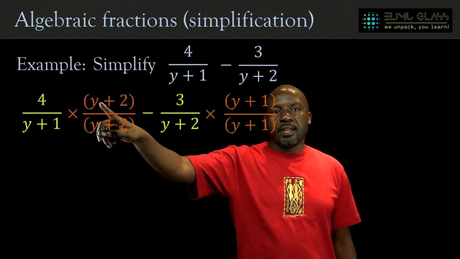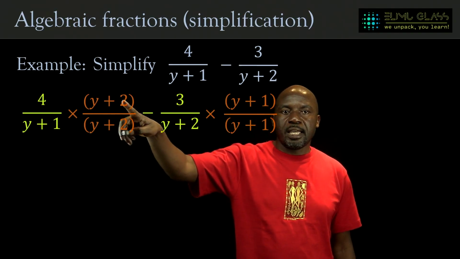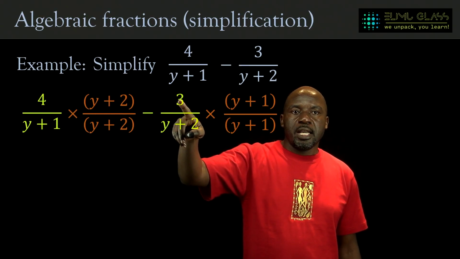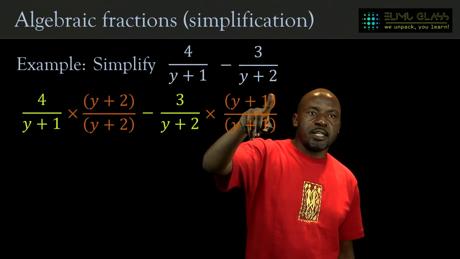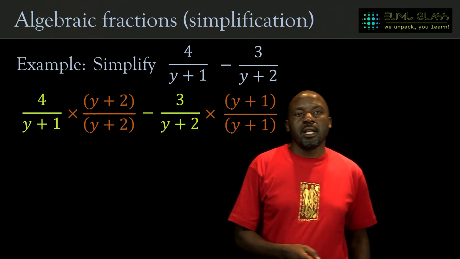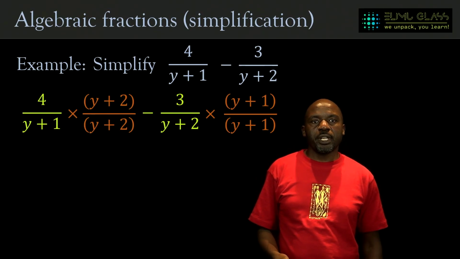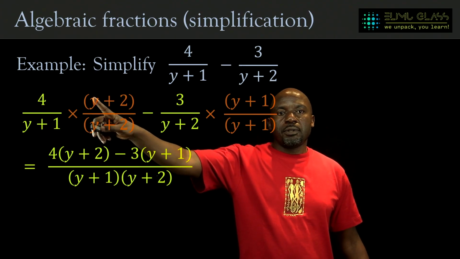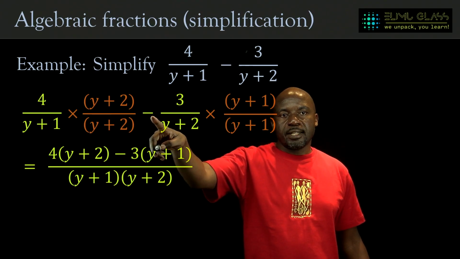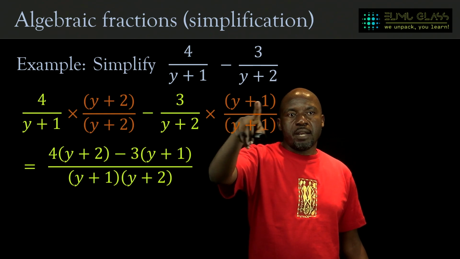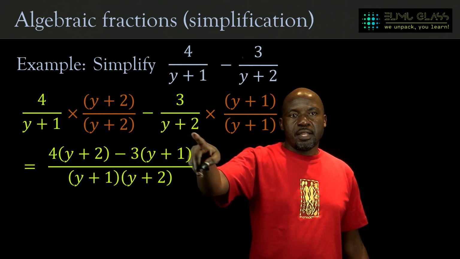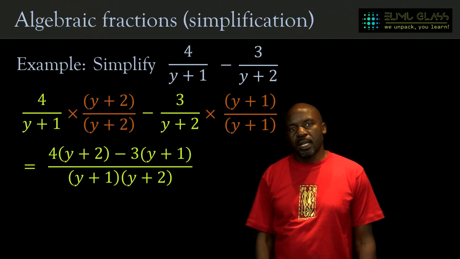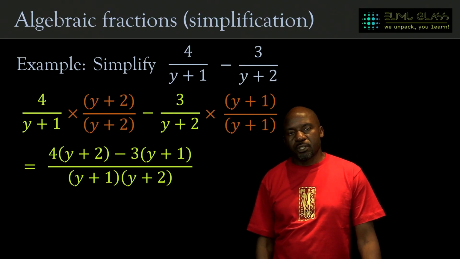4 multiplies y, that is 4y plus 8, and this is 3y. Okay, and this is going to be plus 3. It will turn out to be minus, but it doesn't matter right now. So what do we get then? So 4 into y plus 2 minus, this minus here, 3 into y plus 1, right there. And then we divide by the common denominator, which is y plus 1 into y plus 2, like that.